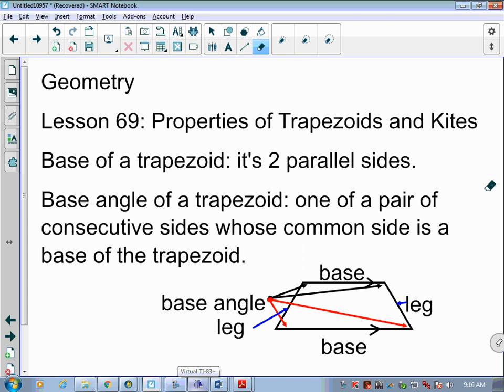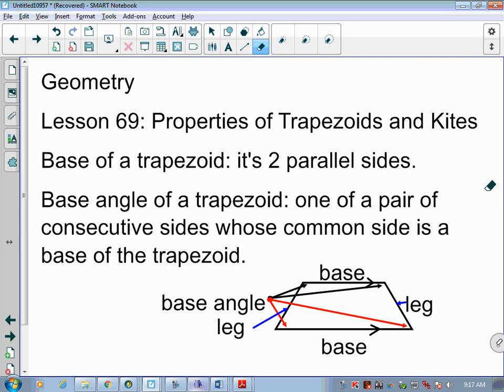What we're going to be talking about today in geometry in lesson 69 is properties of trapezoids and kites. And I really feel like a lot of this information you'll already know, at least some of it, okay? Some of it's very similar to stuff that we've covered with triangles. We should already know some things about trapezoids because of the lesson we covered on isosceles triangles, okay? We're going to hit some things with isosceles trapezoids. It's going to be very, very similar to that.